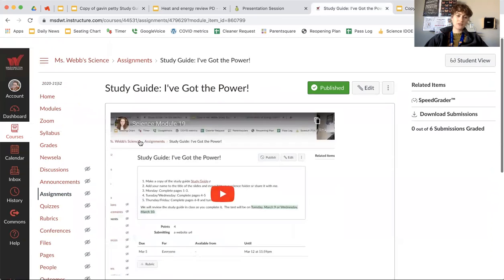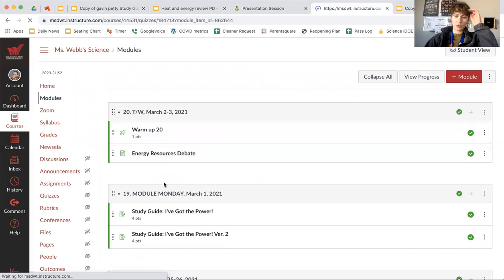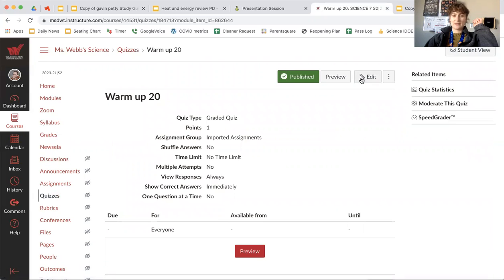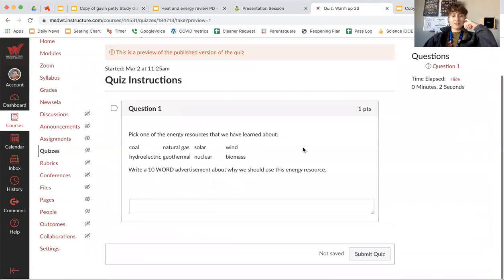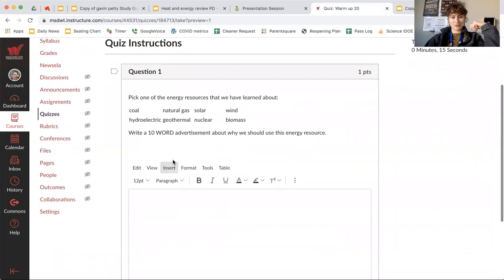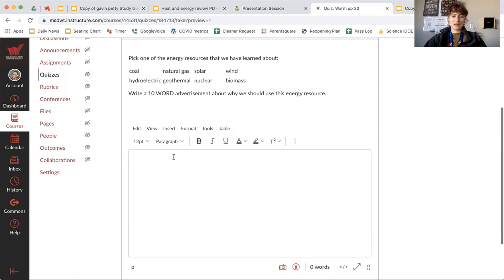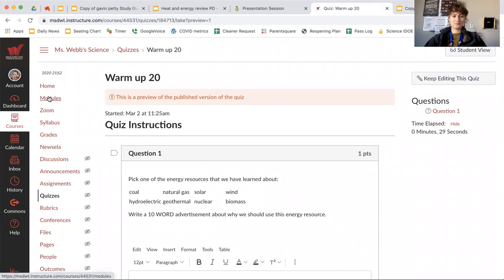As for today's module, we're going to go to modules and go to warm-up 20. Warm-up 20 is for energy resources, and it is an advertisement. You're going to pick one of the energy resources that you like, that we've learned about, one that you think is a good one, and you're going to write a 10-word advertisement about why we should use this energy source. If you could narrow it down to 10 words, what makes solar so great, or whatever it is you think. And you can use your notes that you took last week when we shared out about energy resources.